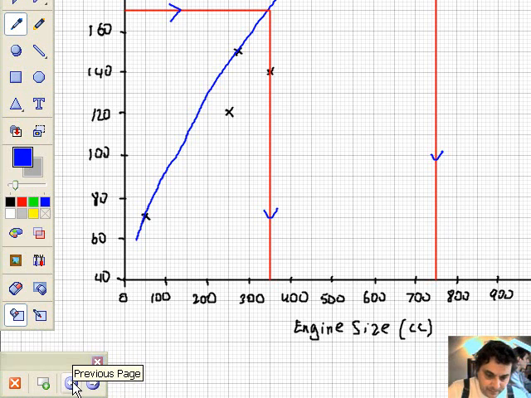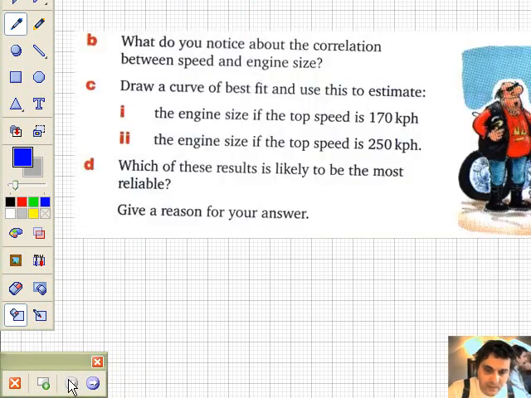Any other question? Nothing at all. Explain the reason. I've done it. So reading off both these results for the engine size of the bikes, it's amongst the main body of the data, therefore they're both equally reliable.